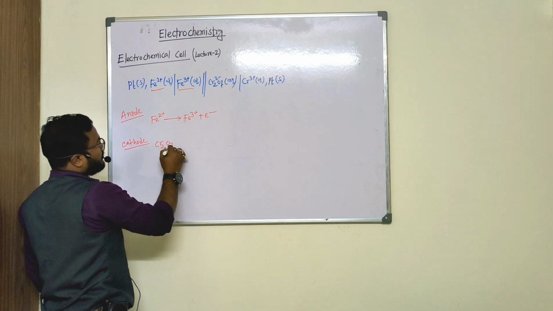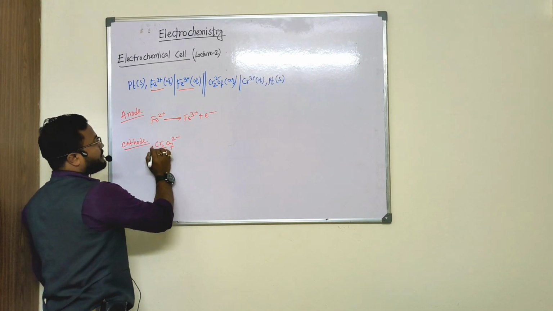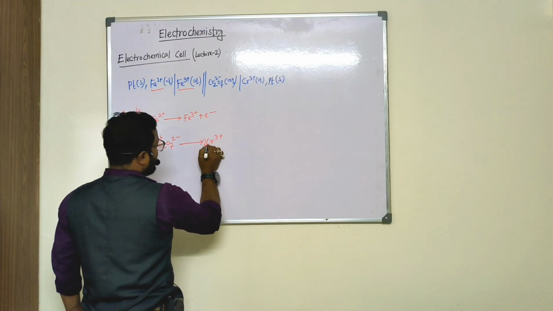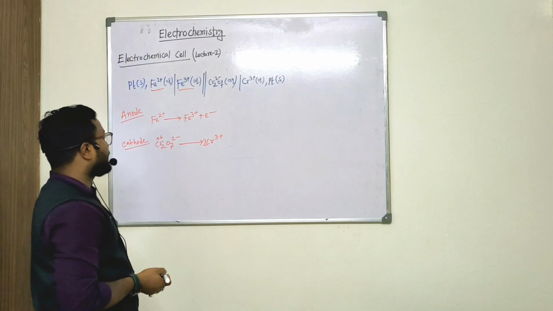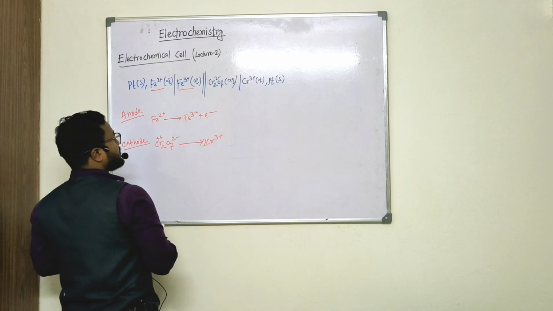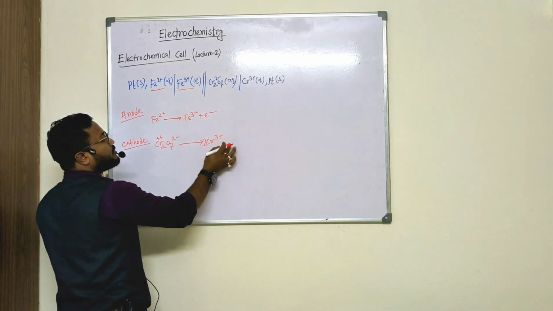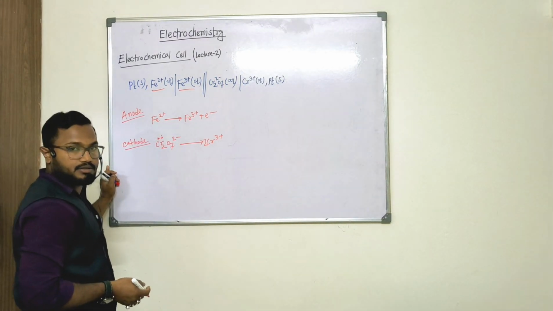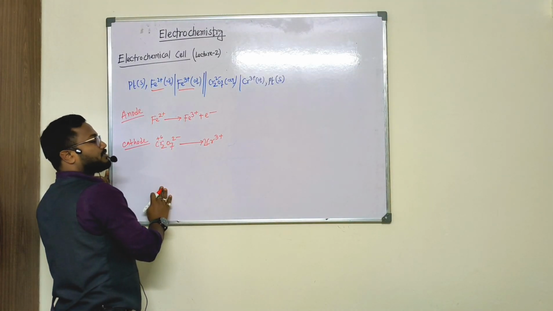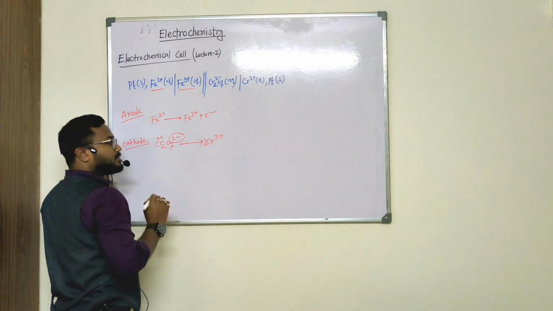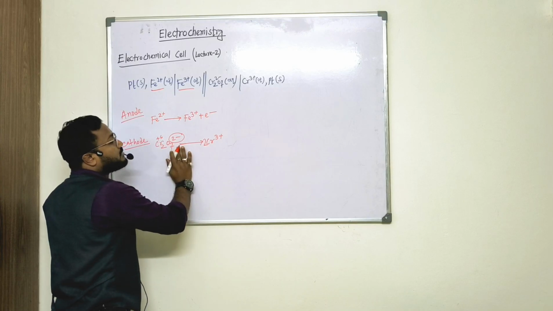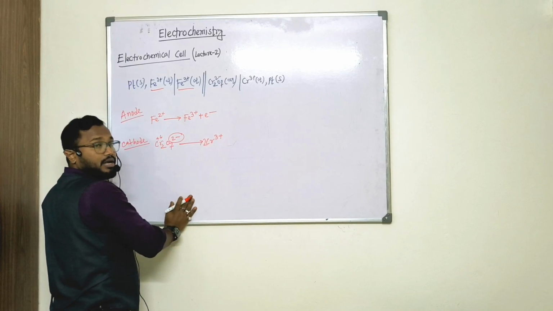Here chromium is at plus 6 oxidation state, transferring to Cr3+. You have to take 2 Cr3+ to balance it. In this case, you can find out plus 6 to plus 3, it is a reduction reaction. So here plus 6 charge is there, but in this case overall charge is minus 2. Minus 2, how can it become plus 6? First we have to decide that.